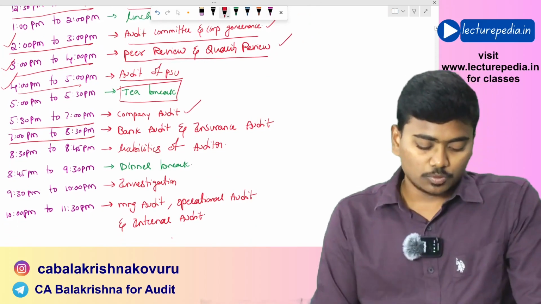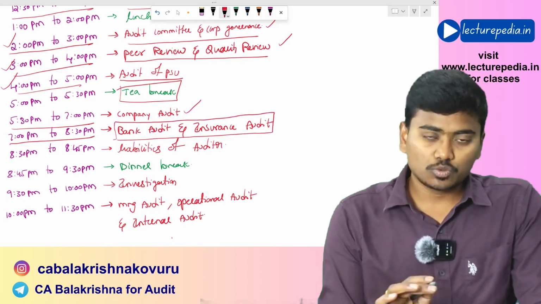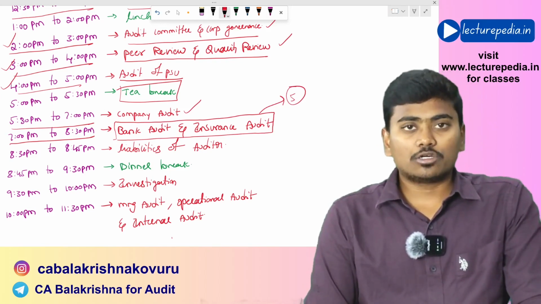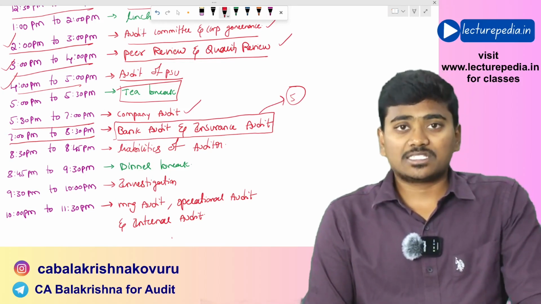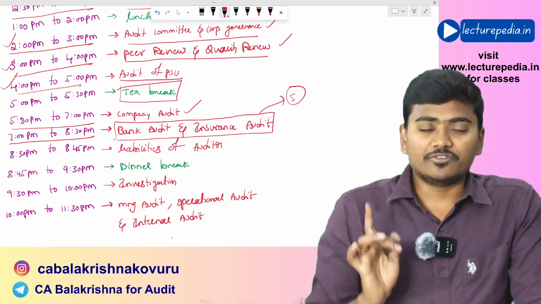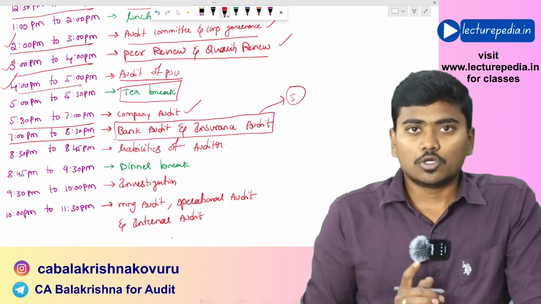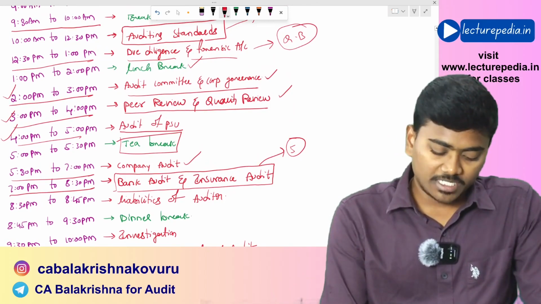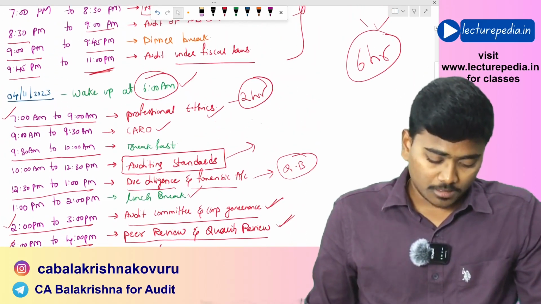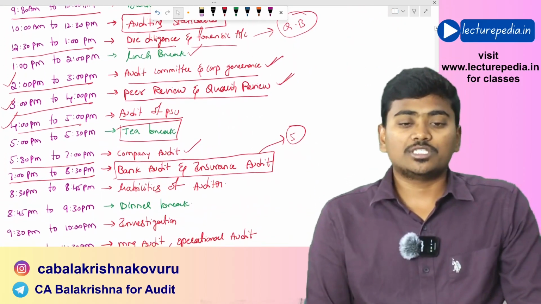Next, 7 p.m. to 8:30 p.m., go through bank audit and insurance audit. Basically, from these 2 chapters together, you can expect 5 marks, and from either bank audit or insurance audit, you can expect a case based MCQ. So for these 2 chapters, also see the revision video. It will help you to crack MCQs, and go through my charts for these chapters as well. For audit committee, corporate governance, peer review, quality review, bank audit, insurance audit, and also audit under fiscal laws, the chance of a case based MCQ is quite high.